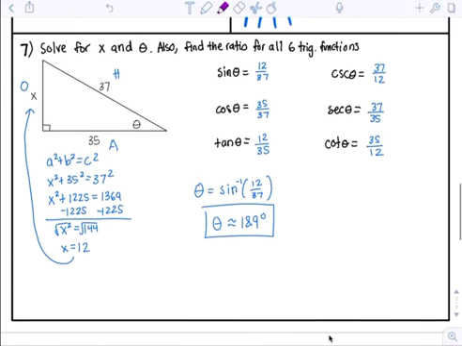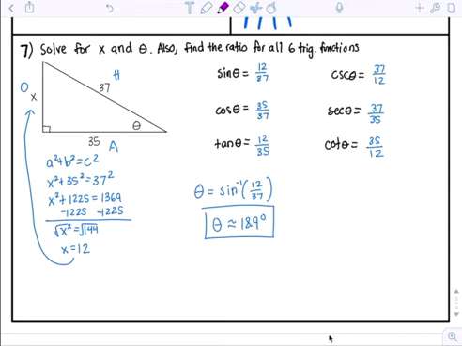Lastly, right here for question number 7, we have to solve for x, we gotta solve for theta, and then also find the ratio for all 6 trig functions. So first, we solve for x. Now notice that this is a right triangle, right? Which means to solve for x, we could use Pythagorean theorem. So a squared plus b squared equals c squared. Just remember, your c value is the hypotenuse.